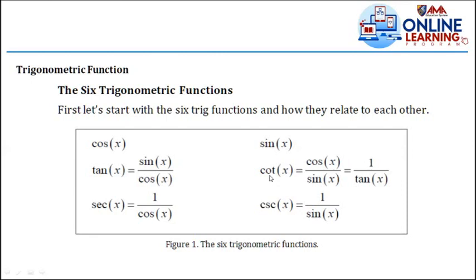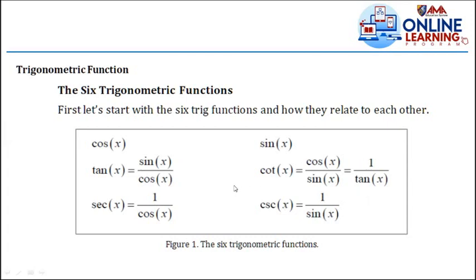It is the reciprocal of cosine x. Then we have cotangent x is equal to cosine x all over sine x, which is the same as 1 all over tangent x. And also, cosecant x is equal to 1 all over sine x. Figure 1 represents the 6 trigonometric functions. Or for short, we have the shortcut.